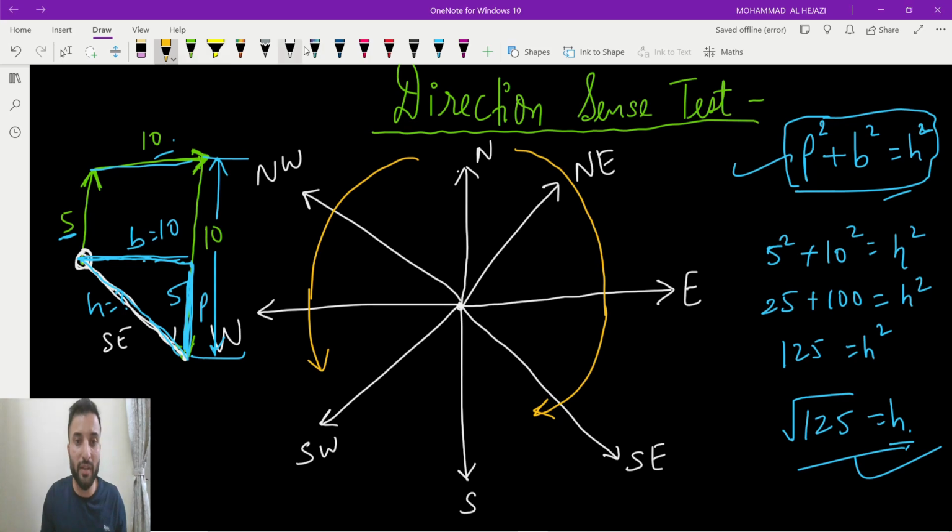Now the very important thing is the angle, because in the examination there will be a question on the angle. So suppose you are starting from here.